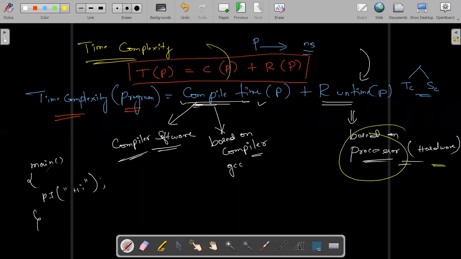How do you get the compile time? Based on the compiler. So then only you will get the compile time. What is a compiler? It's just software. So if you combine these two, compile time plus runtime, then you get the time complexity. That is what I am talking about, TC. Clear now, everyone?